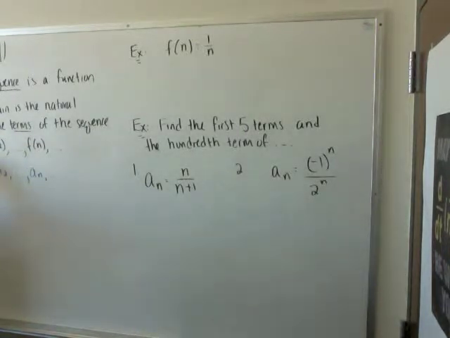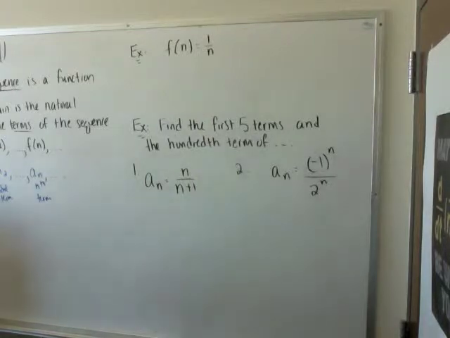Now each one of these, f of 1, f of 2, f of 3, f of 4, f of 5, f of n, we like to use notation that just says, hey, that's the first term, that's the second term, that's the nth term. So the way we annotate them is if it's a1, that's the first term. And if it's a2, that's the second term. If it's an, that's the nth term.